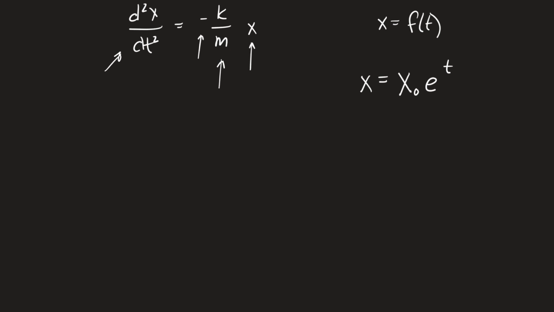Now, if I want to take the derivative, I can. dx dt, this would be the velocity. I can take the derivative of this function. And what is the derivative of e to the t with respect to t? E to the t. Yep. Excellent. So I get back my original function.